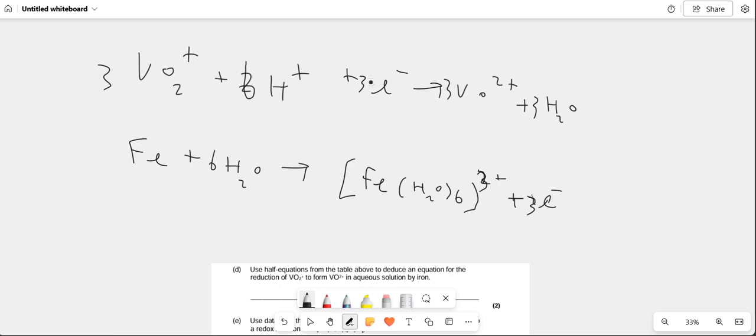So when you combine half equations here, obviously you add the two. So you put all the reactants together. So 3VO2 plus Fe from the bottom plus 6H plus from the top. And then this 6H2O, yeah, you've got 3H2O on the right hand side.